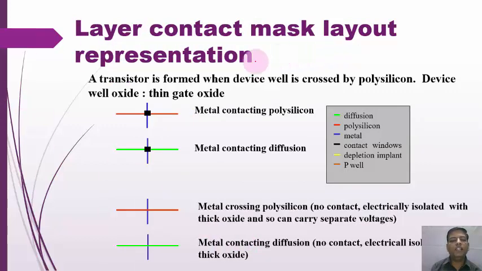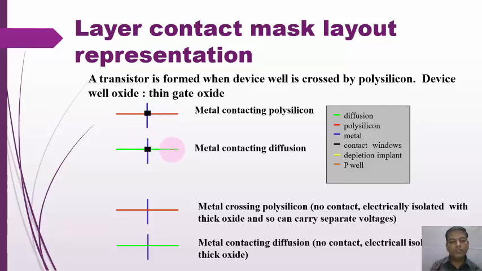So layer contact and mask layout representation. A transistor is formed when device well is crossed by polysilicon. Device well oxide, thin gate oxide. Here we have metal contacting polysilicon. So we have to draw the black contact in between that.